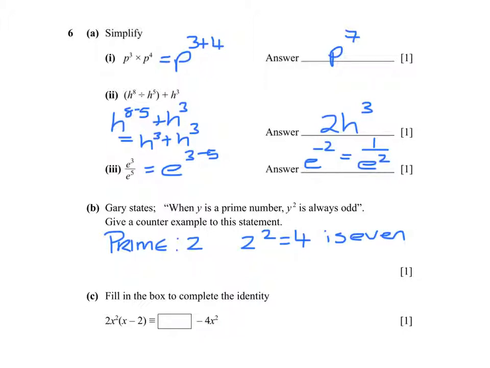2x squared times x, 2 times 1 is 2, and x squared times x is x cubed. So 2x cubed is missing from the box.